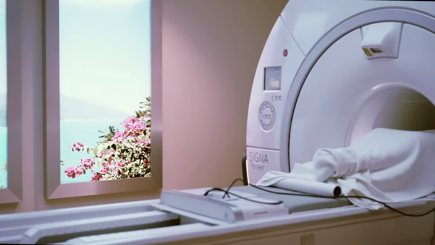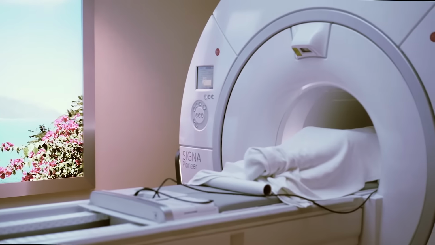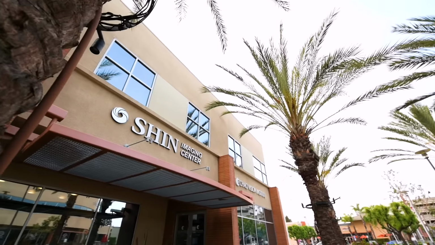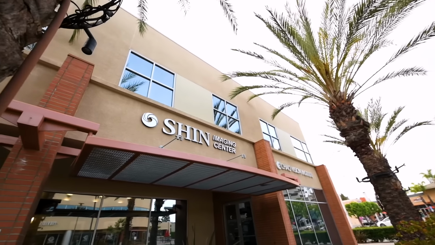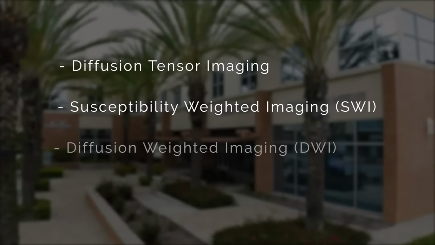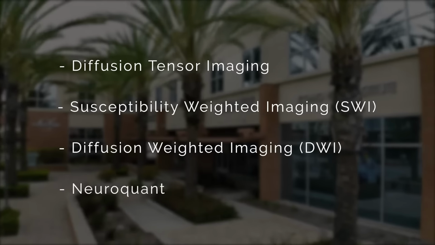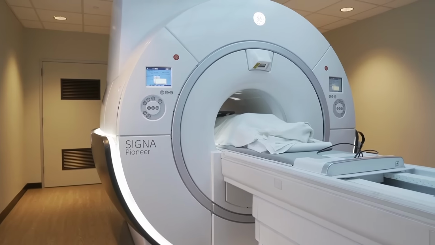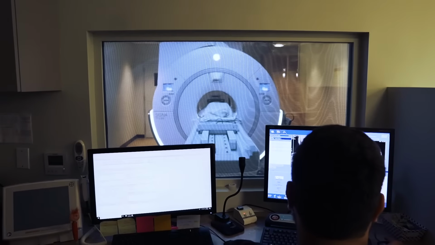Fortunately today, there are a number of other imaging techniques that the doctor can consider to identify more hidden brain injuries. Today we'll talk about several of these techniques offered at Shin Imaging Center, namely diffusion tensor imaging, susceptibility-weighted imaging, diffusion-weighted imaging, and Neuroquant.